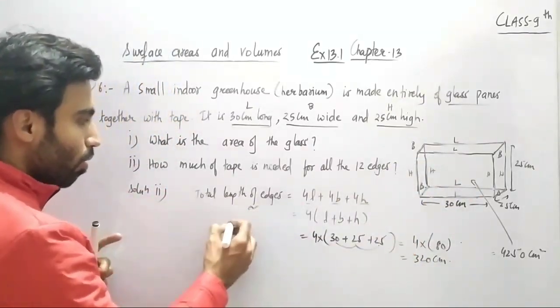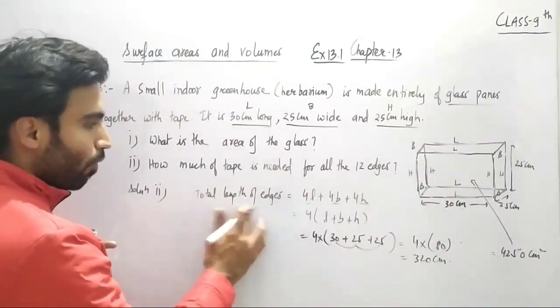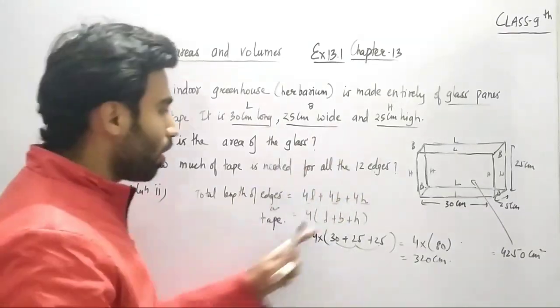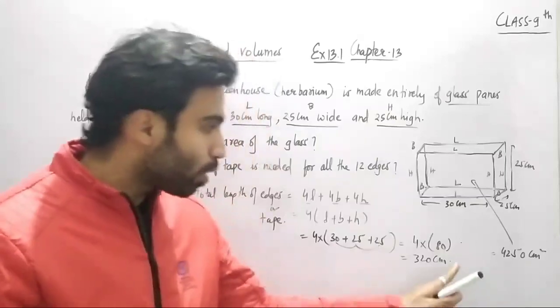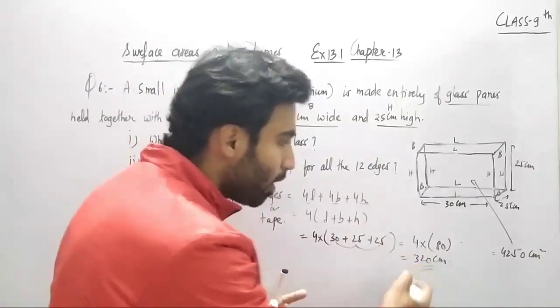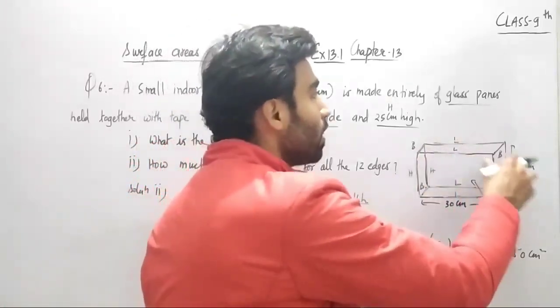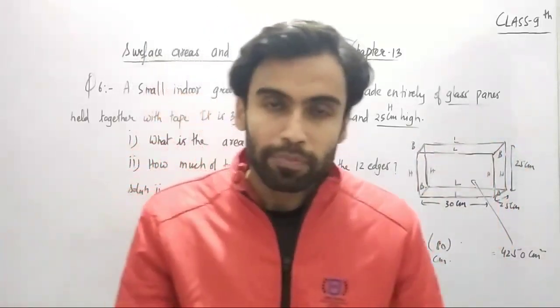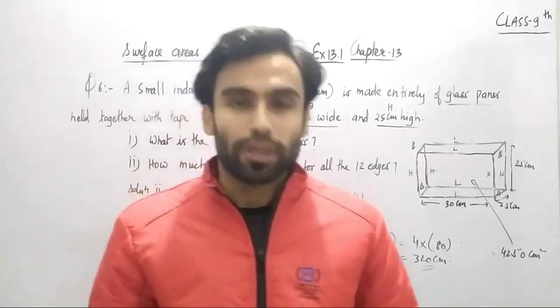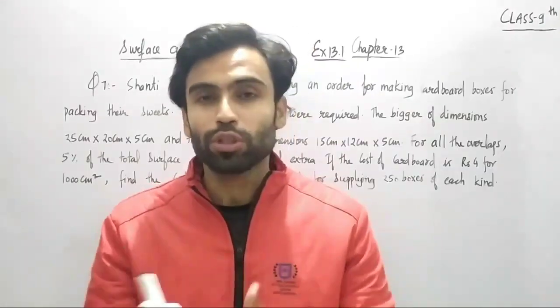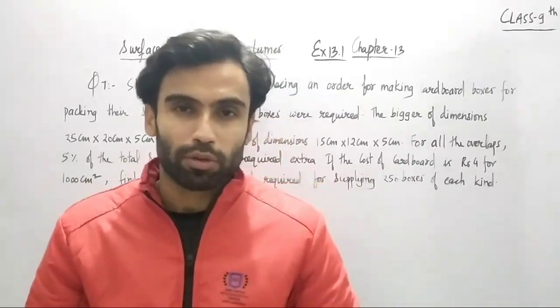As well as you can also write the total length of, you can say, the tape, right? That is required for the 12 edges, right? So ये जो है, you can see 320 centimeter, इतनी tape होनी चाहिए आपके पास, so as to hold these glass panes together, right? So you can see this is how you have to solve such type of questions here. So students, let us move on to the next question now.